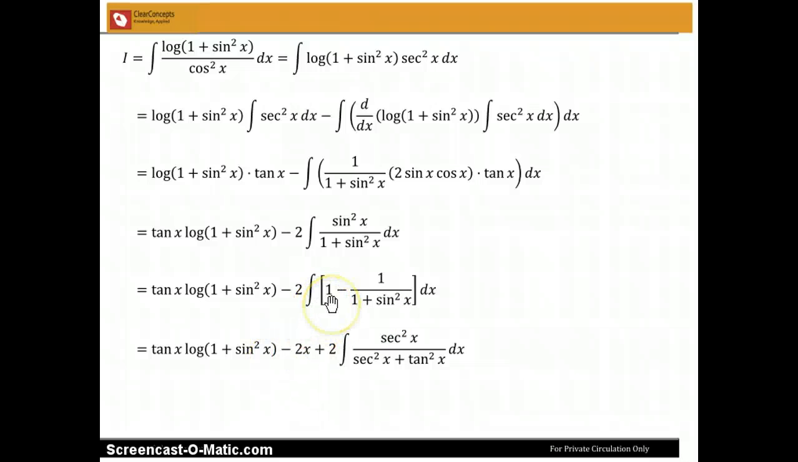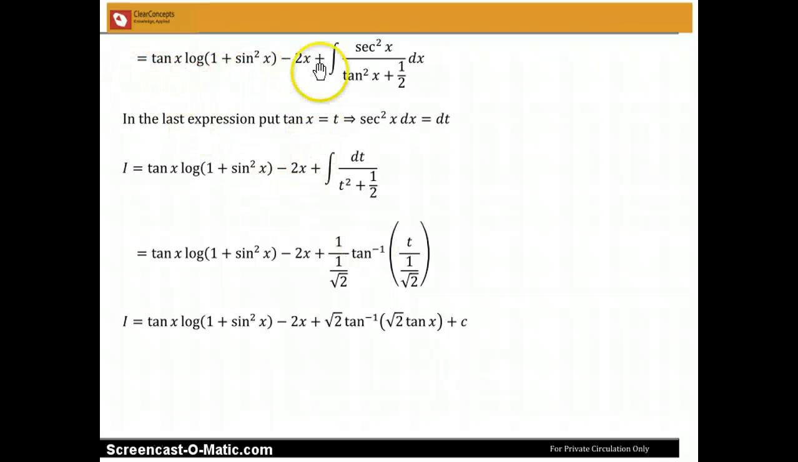I can bring this 1 out, I can integrate that, that becomes just minus 2x, and then I have twice the integral of, I would have had 1 divided by 1 plus sine squared x, but I can easily divide the numerator and the denominator by cos squared x, which is simply multiplying it by secant squared x, and so I would get secant squared x divided by secant squared x plus tan squared x dx.